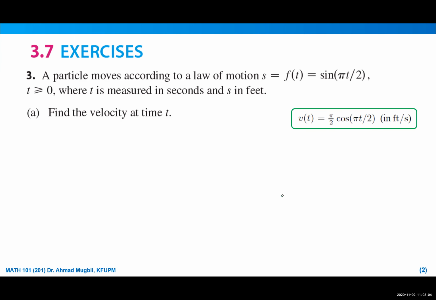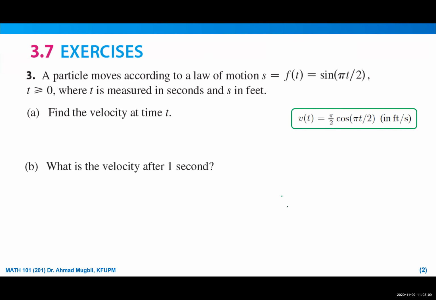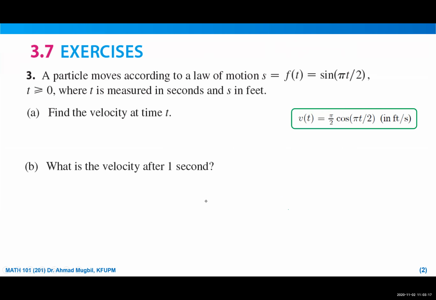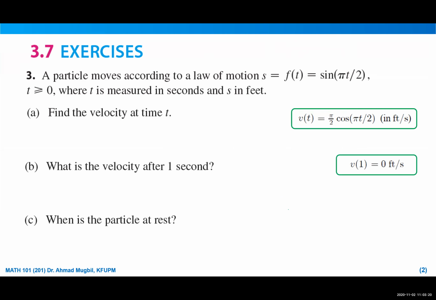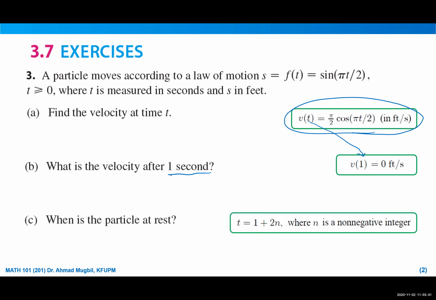Now, let me choose another color. What you need to do in the next step is to find the velocity at 1. And this is also so easy. To find the velocity at 1, you will just put t equals 1 in the velocity function. And you can see that when t is 1, this will be cosine pi over 2. Cosine pi over 2 is 0. So this means that the particle will be at rest at 1. I think he will ask about that in the next, yes.